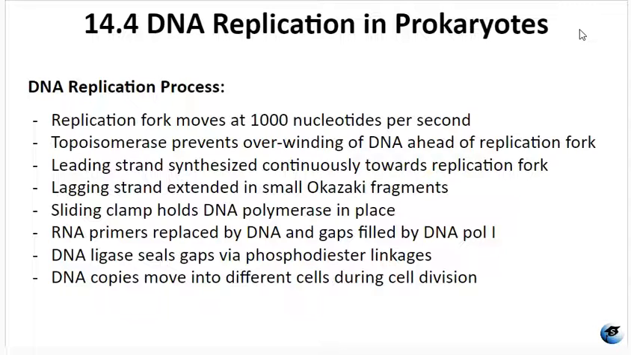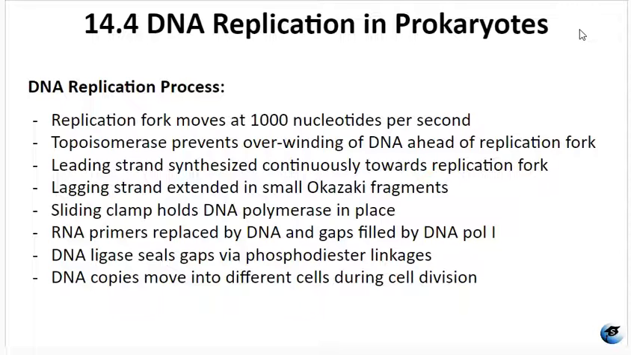During replication, the replication fork is moving really fast. In prokaryotes, it's at about 1,000 nucleotides a second. Topoisomerase prevents the overwinding of DNA ahead of the fork, so it creates temporary nicks and it reseals the DNA.